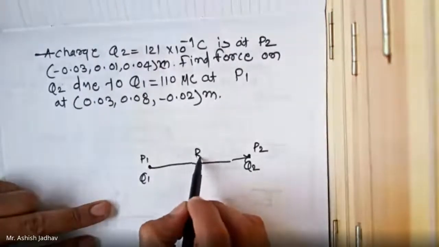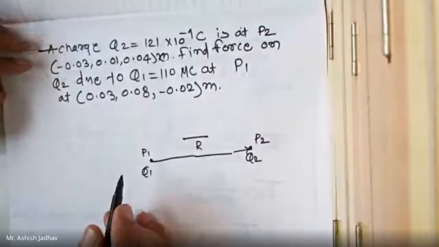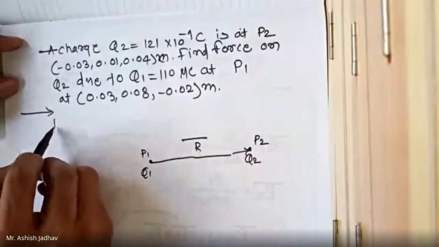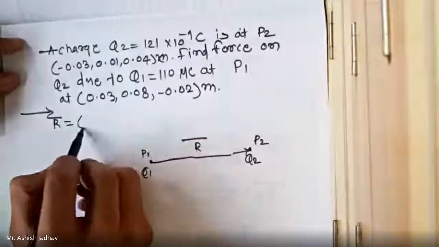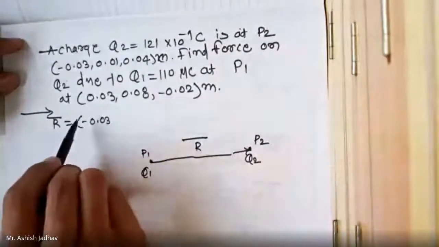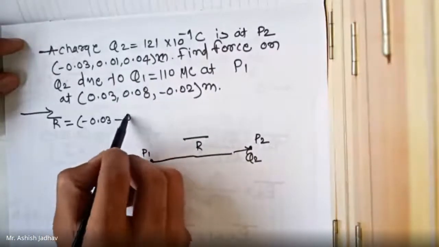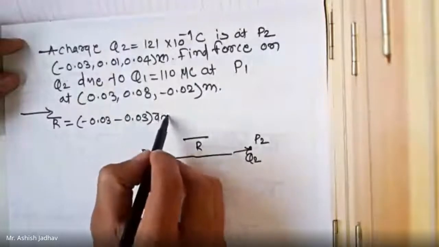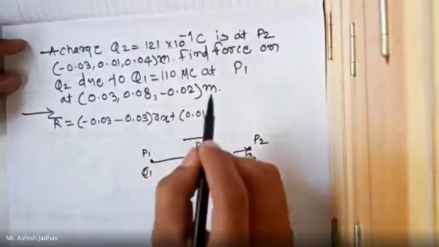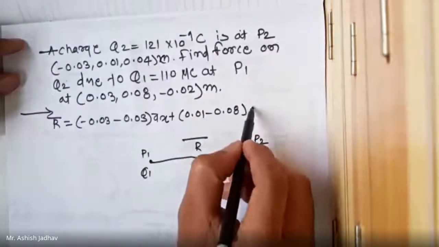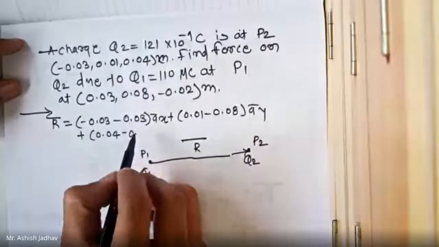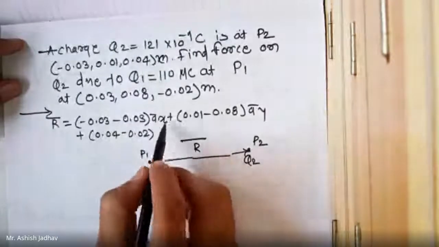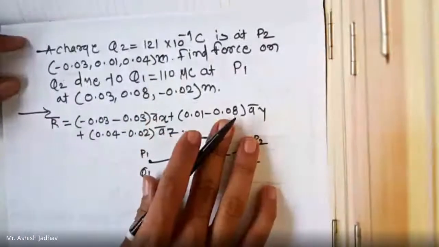So let us assume this vector as R bar, and this vector R bar is equal to minus 0.03 minus 0.03 bracket complete A bar X plus 0.01 minus 0.08 A bar Y plus 0.04 minus 0.02 A bar Z, right? So this will be the vector.